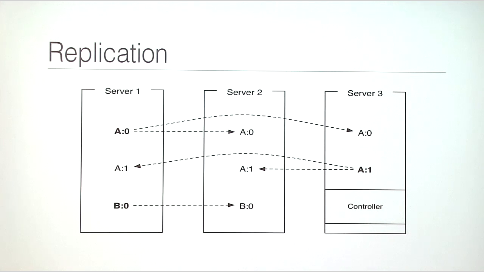And A has partitions or shards 0 and 1, and B has just shard 0. And it looks like A has a replication factor of 3, and B has a replication factor of 2. OK, so you can kind of follow the write path in this diagram.